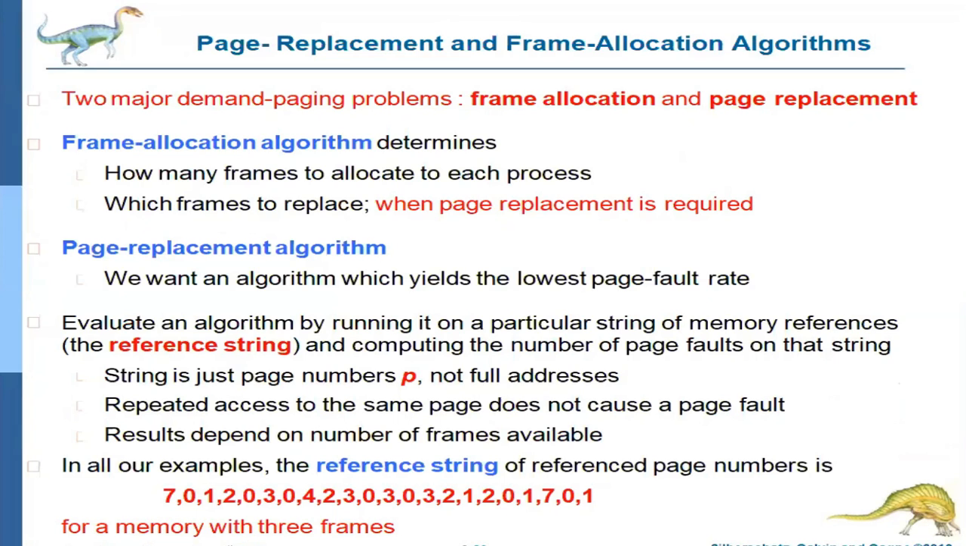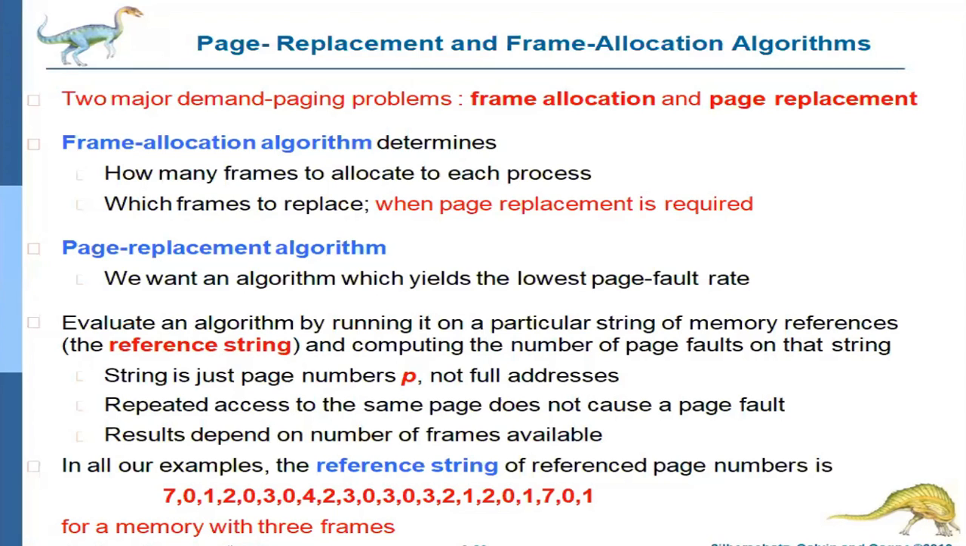There are mainly 3 page replacement algorithms we'll use. One is FIFO, that means first in first out. The second one is LRU, that is least recently used. And the third one is optimal page replacement. These are the main 3 page replacement algorithms we will use.